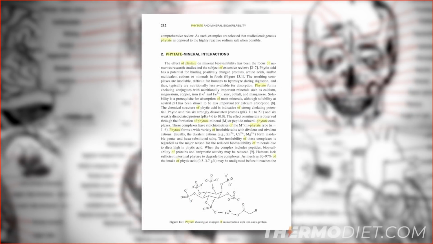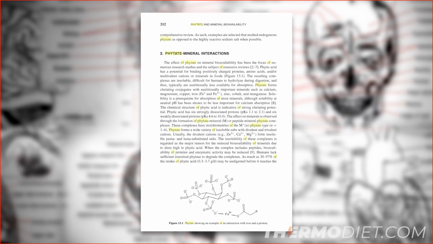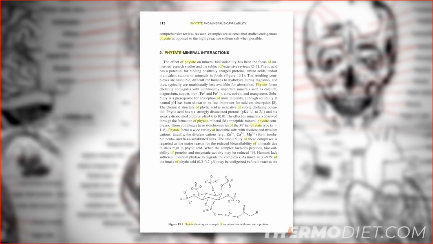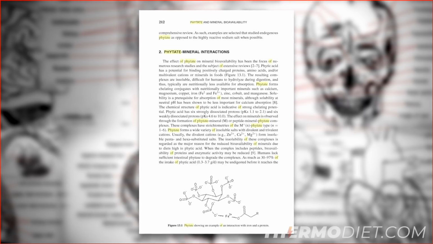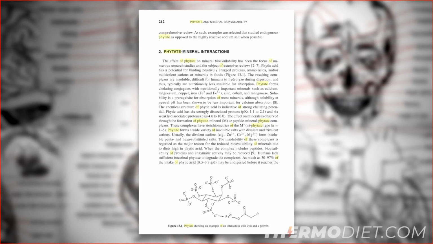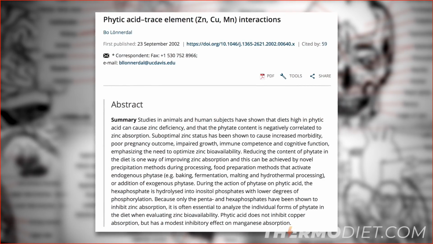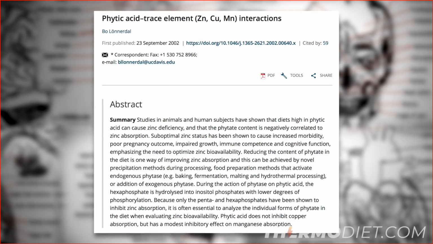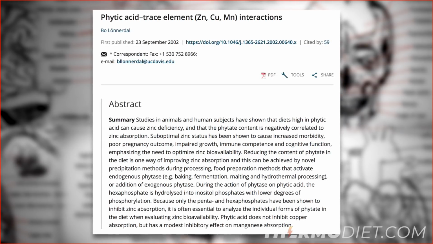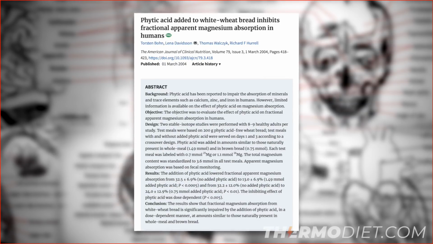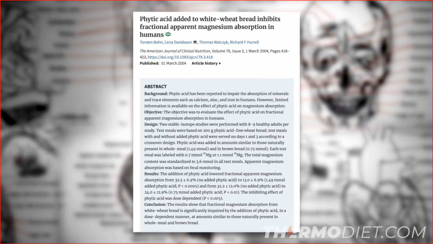Now on page 212 of this book right here, we see that basically they state the fact about the strong chelating effect of phytic acid, and they show that it forms insoluble compounds with a lot of essential minerals, including copper, cobalt, magnesium, manganese, zinc, calcium, and iron. Now here in this study, we see that they talk about the very significant inhibition of zinc absorption along with inhibiting manganese absorption. So in this study, they proved a dose-dependent effect of phytic acid on inhibiting the absorption of magnesium. So here we go.